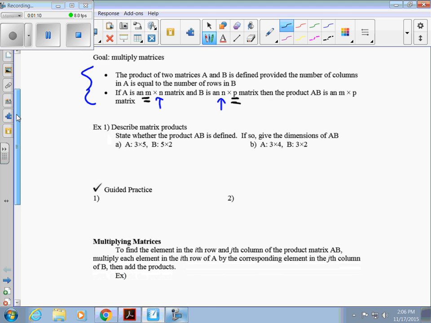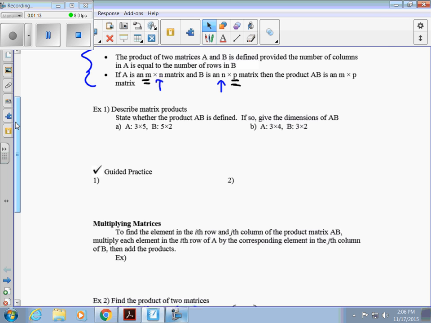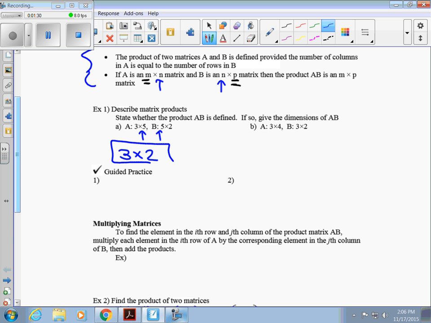So if we look at example 1, we have a 3 by 5 matrix and a 5 by 2 matrix. So here, the columns in A is the same as the rows in B. So we can multiply these two, and the result will be a matrix that is a 3 by 2.